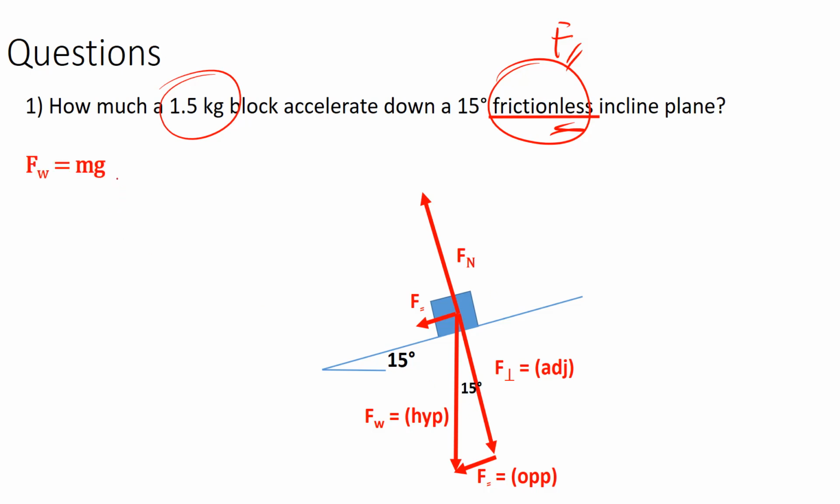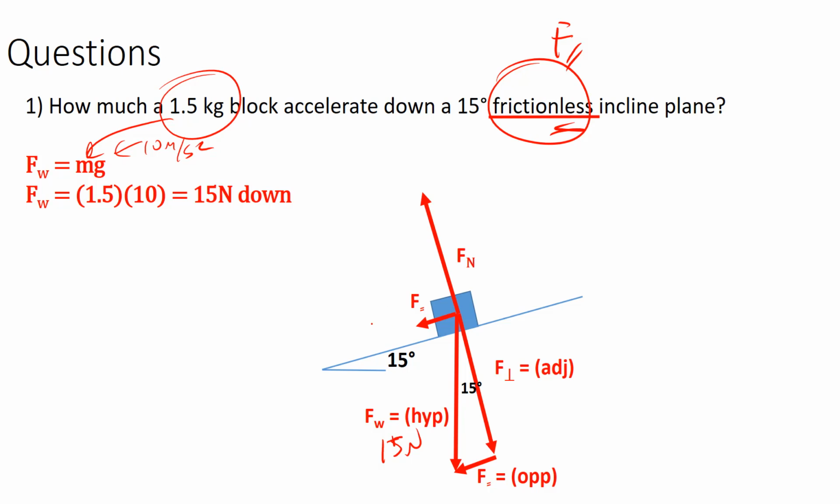So let's start by solving for weight. Fw equals mg, so we have our 1.5 right there. We're going to use 10 meters per second squared as our gravity. When we do that, we get a weight of 15 newtons down, and now you have something to plug in. You now have a side. Our first side is going to be our hypotenuse. You'll start most problems like this.